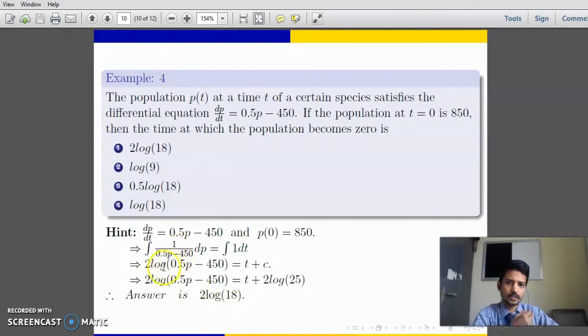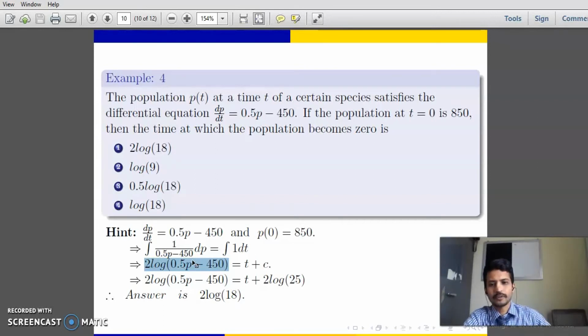And if you integrate, you get 2 times log of (0.5p minus 450), as you know already, the integration of 1 upon x is equal to log x. It is not a simple log x, it is log modulus of x, because if x is negative, log of minus x does not exist. So therefore, while writing the integration of 1 upon x dx, always make a habit of writing log of modulus of x.